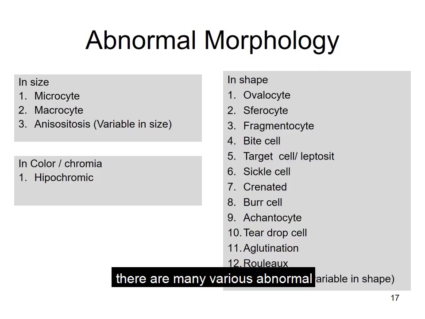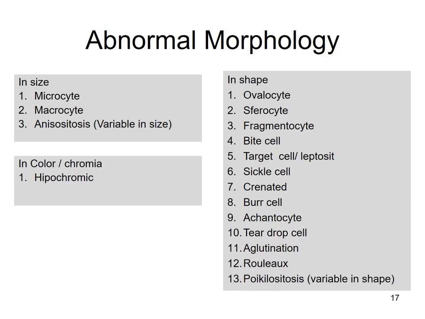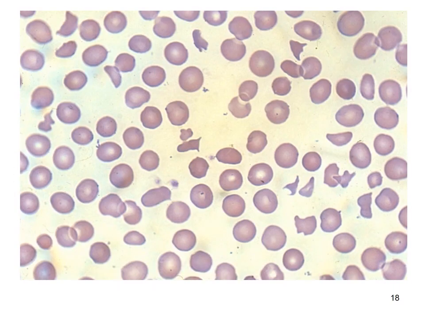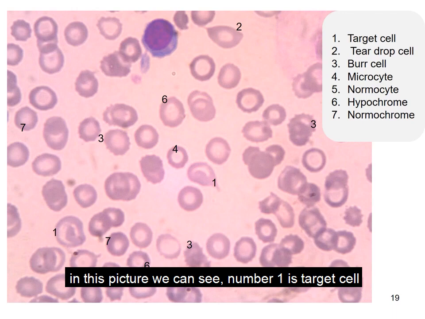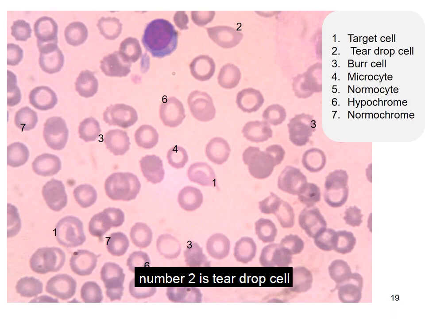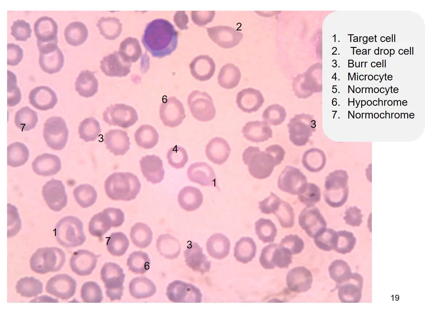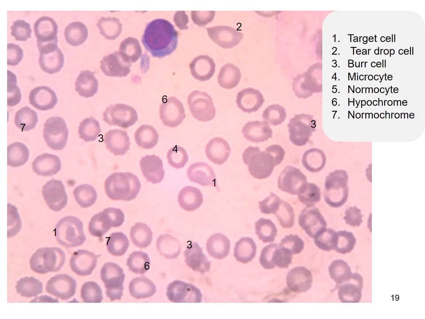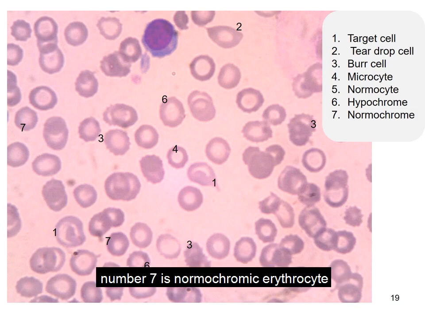There are many various abnormal morphologies of erythrocytes. These red arrows point to fragmentocytes. In this picture, we can see number 1 is the target cell, number 2 is the teardrop cell, number 3 is a burr cell, number 4 is a microcyte. Number 5 is a normocyte, and number 6 is a hypochromic erythrocyte. Number 7 is a normochromic erythrocyte.